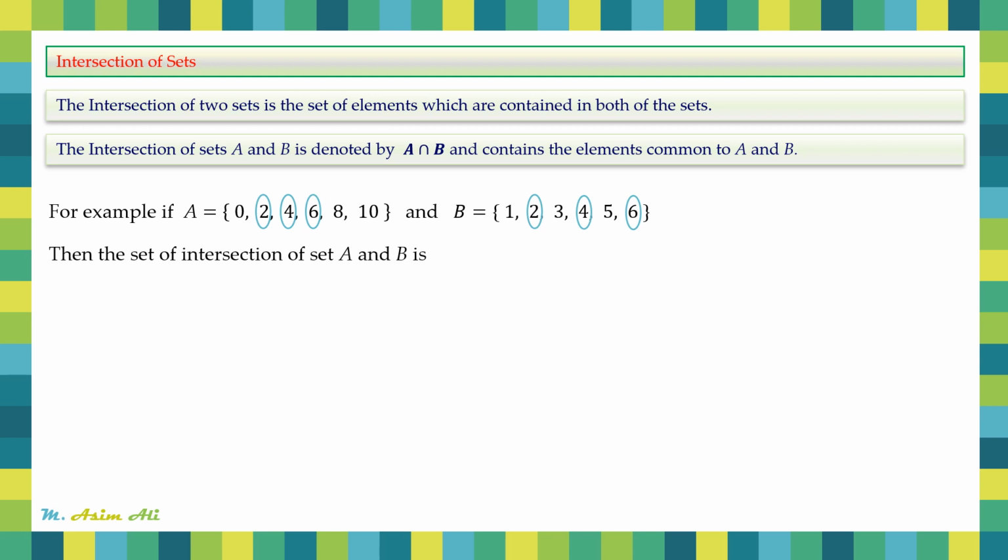So they will form the intersection of the sets A and B. Intersection of sets A and B is a new set which will contain the common elements. And we denote it by A intersection B. And we will write all the common elements. This inverted U sign is read as A intersection B.